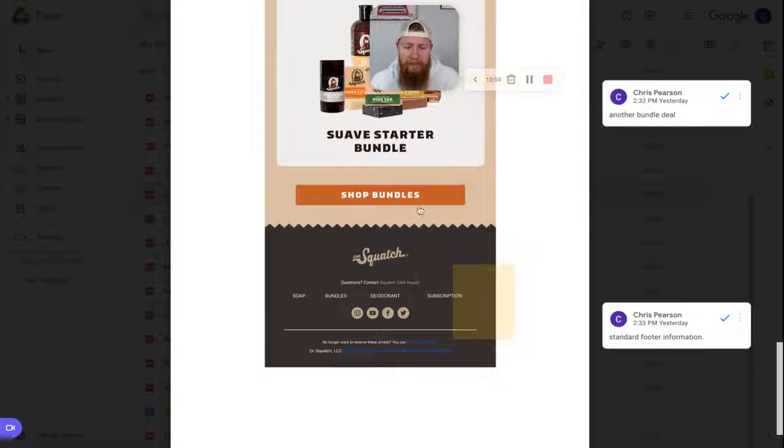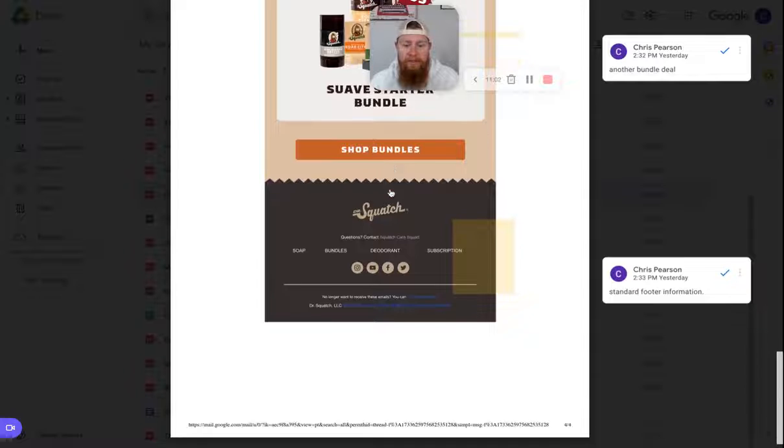And then finally, shop bundles. So you can go to the bundle page. If you click on this, it goes to the site and they have different bundles like this that you can just shop and buy as opposed to individual products, which is fantastic. And then finally for this email, I got their standard footer information, just the brand name here, questions, contact, support squad, the Squatch Care Squad, which is a pretty great name for their customer support, and then shop soap, bundles, deodorant, subscription, social icons like usual, and your standard footer info.